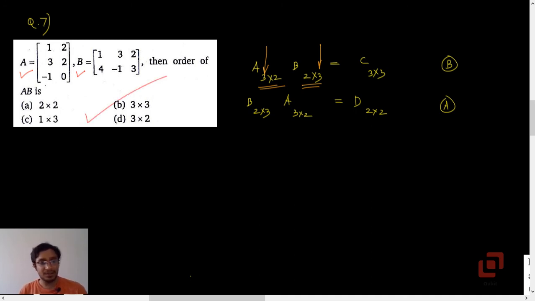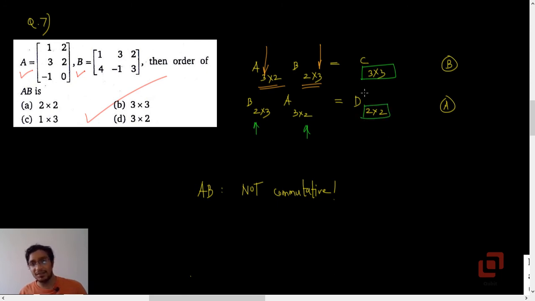Now just in case they had asked us the order of B into A, it will be 2 cross 2. This itself is the best proof for the fact that A into B is not commutative, because A into B is a square matrix of order 3, whereas B into A is a square matrix of order 2. So definitely there is no chance that C is equal to D. If they had asked B into A, then its order would have been 2 by 2. So that's 7. Let's go to the 8th.